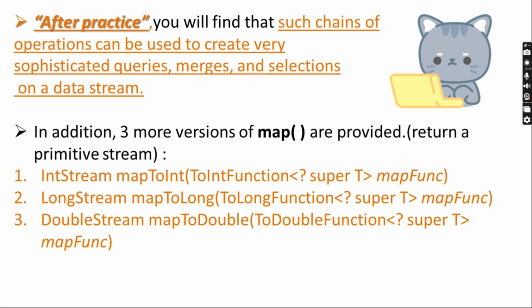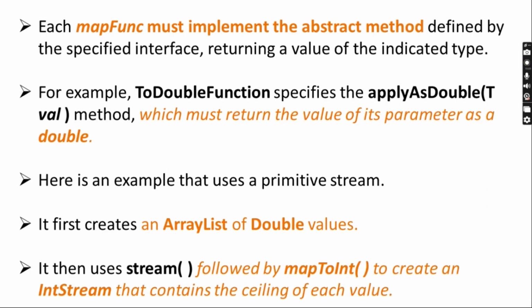After this version, 3 more versions of map are provided. They return a primitive stream: IntStream, LongStream, and DoubleStream. IntStream mapToInt(ToIntFunction<? super T> mapper), LongStream mapToLong(ToLongFunction<? super T> mapper), DoubleStream mapToDouble(ToDoubleFunction<? super T> mapper). Each map function must implement the abstract method provided, like ToDoubleFunction specifies one abstract method applyAsDouble, which must return the type double.